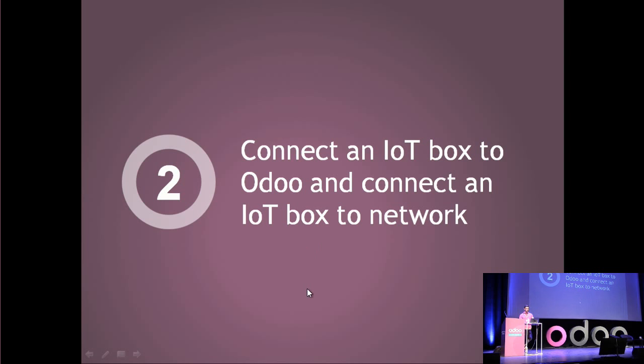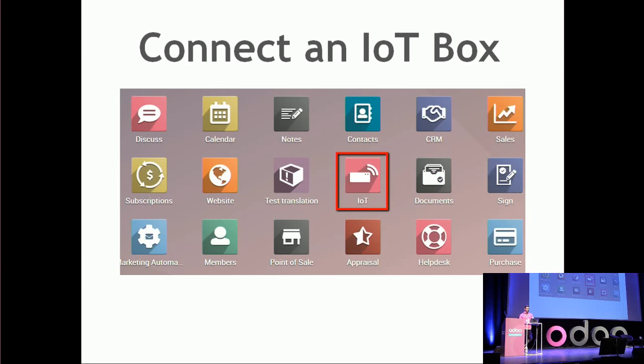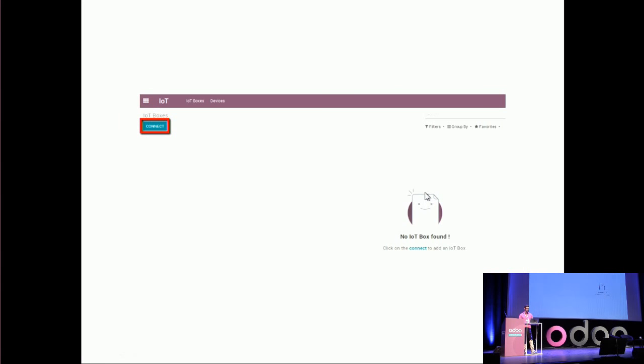So now let's see how to connect an IoT box to Odoo and how to connect an IoT box to your network. The first thing to do here will be to install the IoT app. Once the IoT app has been installed in your Odoo instance, you can simply click on this new icon, the IoT one here. Then if it's the first time that you connect an IoT box to Odoo, you won't see any IoT boxes displayed here. However, if it's not the first time that you connect an IoT box, you will see the list of all your IoT boxes displayed here.